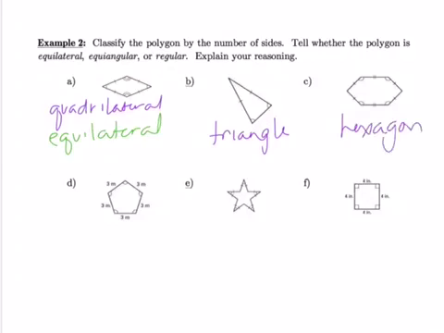D, you can see that all the sides are the same and all the angles are the same. So that means we'll name it first. It is a pentagon. It has 5 sides. And it is equilateral, it is equiangular, and it's not concave because the sides aren't going in. So that means it is a regular pentagon.